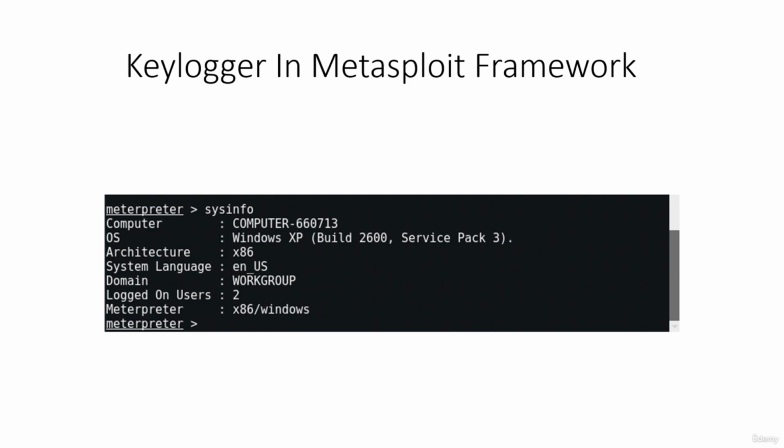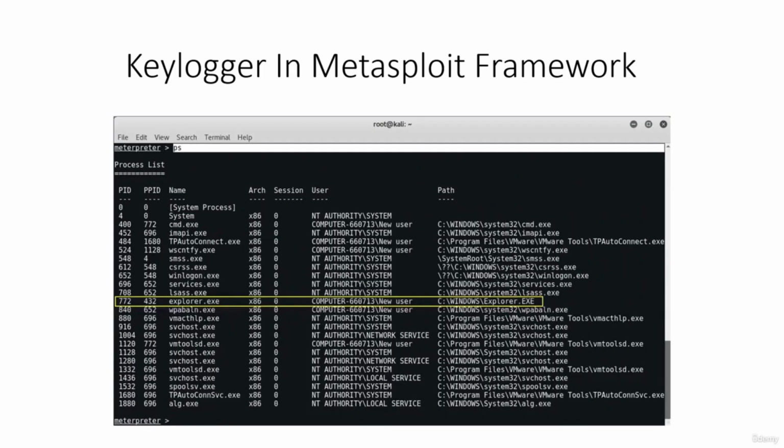After that, just type ps in your command terminal to view all the running processes on the Windows machine which you hacked with Metasploit. In this screenshot you can see the process ID of explorer.exe, which I have highlighted. The process ID is 772, which we need before we start the keylogger module.